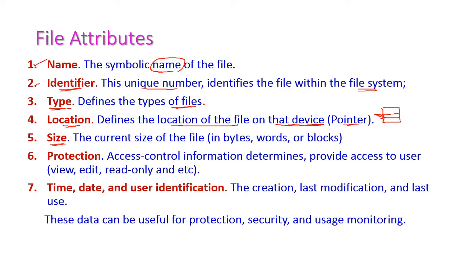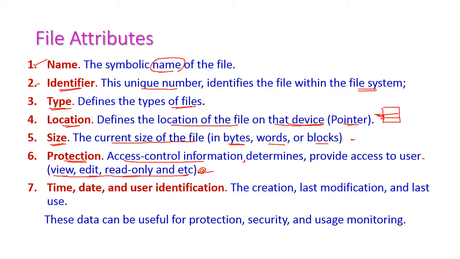Next one is size. The current size of the file. The current size may be defined by using bytes, words or blocks. And the next one is protection. Protection is used to specify the access control information which determines access provided to the user. The user can perform which of the operations on the file, right? It may be view only, view or edit, read only, etc. So these are some of the access controls.